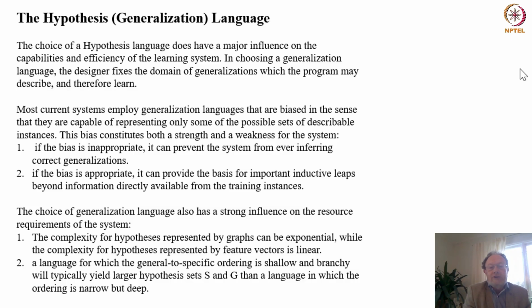Also, the choice of language has a strong influence on the resource requirements. The complexity of the search in a hypothesis space, if you represent the hypothesis space by graphs, can be exponential, while if you use feature vectors, for example, you can keep the complexity down to linear.